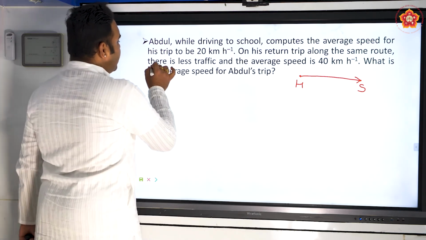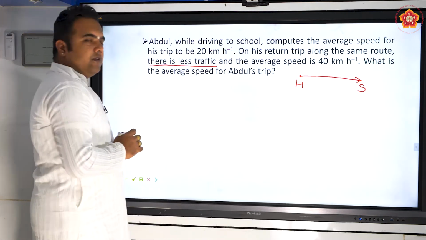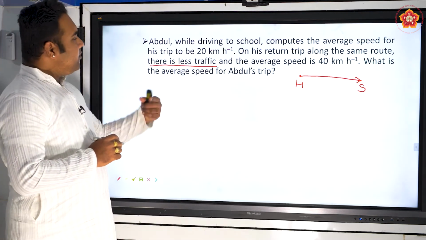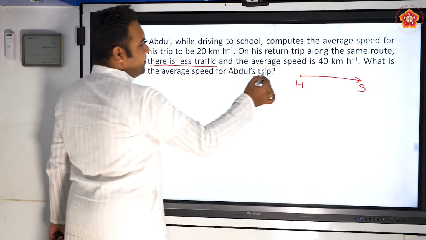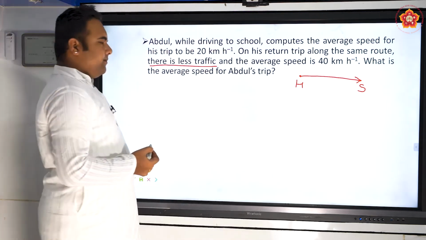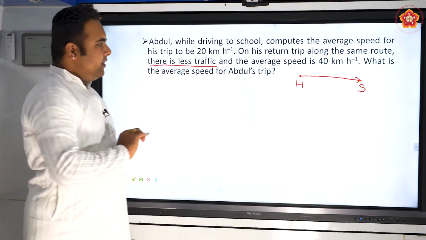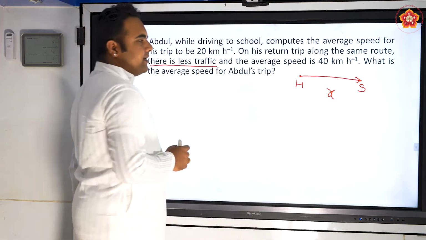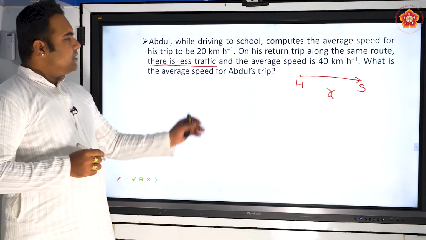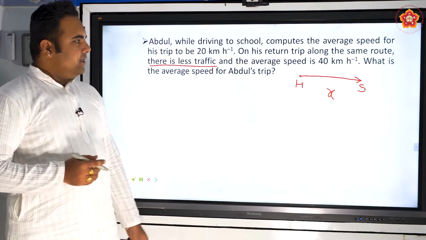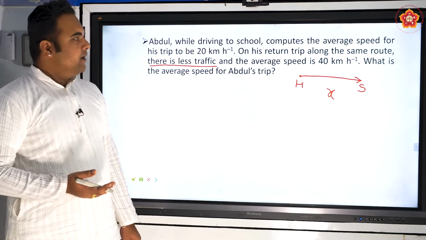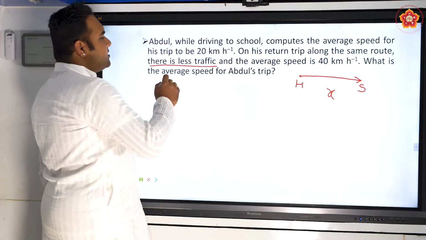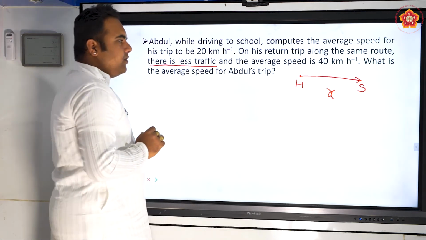On his return trip along the same route, there is less traffic. Look at this. Which means what? There is scope for him to increase his speed, and the average speed is found to be 40 kilometers per hour. They have never specified the distance between home and school. We don't know. We call it X. The distance between home and school, we don't know. We call it X. They have not given the time also. They are asking us to calculate what is his average speed for Abdul's trip.